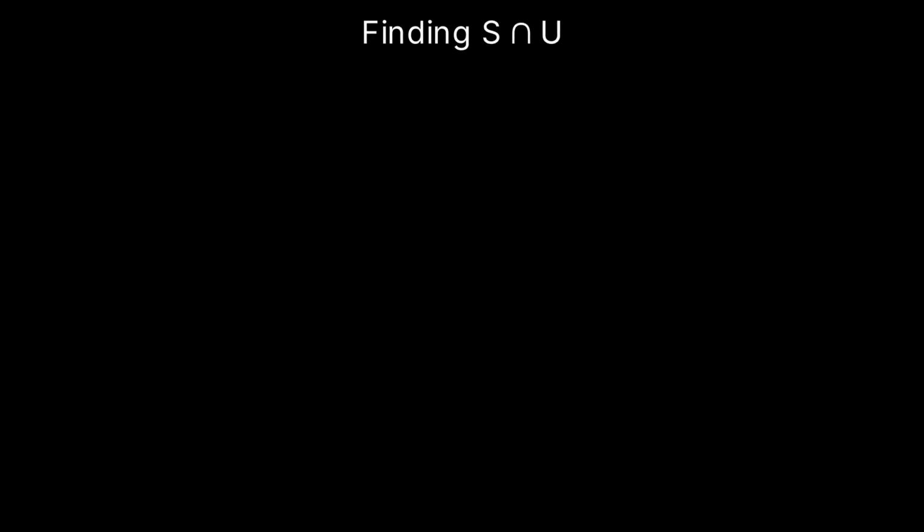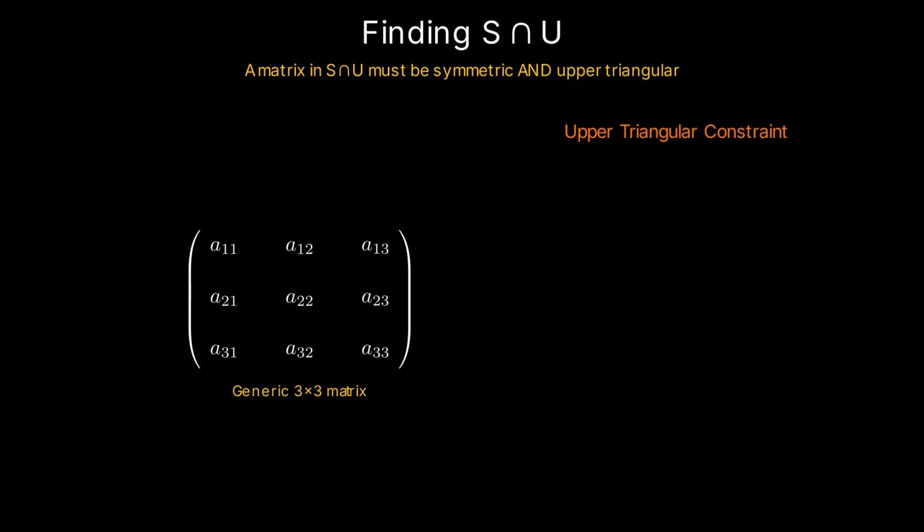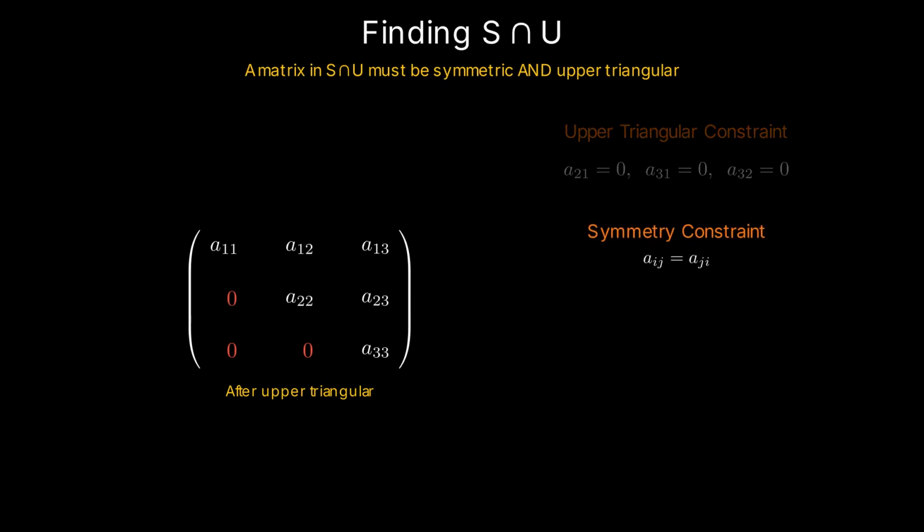A matrix that belongs to both S and U must be symmetric and upper triangular at the same time. Let's start with a generic 3 by 3 matrix with all 9 entries labeled. First, we apply the upper triangular constraint. Being upper triangular forces all entries below the diagonal to be 0, so A21, A31, and A32 all equal 0. Next, we apply the symmetry constraint. Since the matrix must also be symmetric, each entry must equal its mirror across the diagonal.